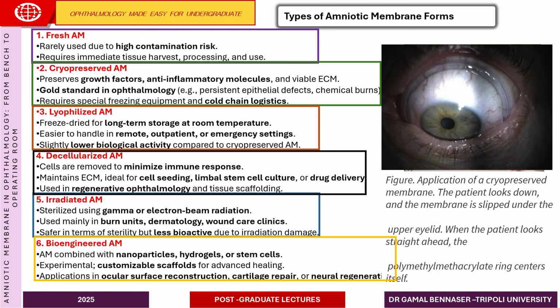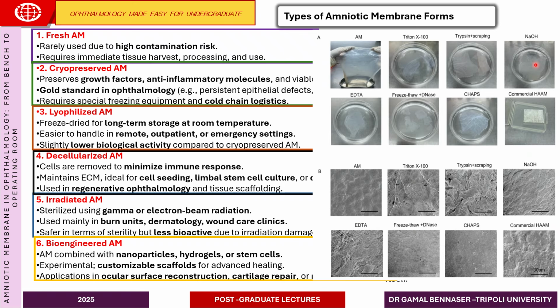We will speak a few words about each one of them, showing the pros and cons for each one of them. As you can see in this picture, this is an example or figure of a cryopreserved amniotic membrane. The patient looks down and the membrane is slipped under the upper lid. When the patient looks straight ahead, the polymethyl acrylic ring will be centered by itself. This is used in treating especially dry eye patients.